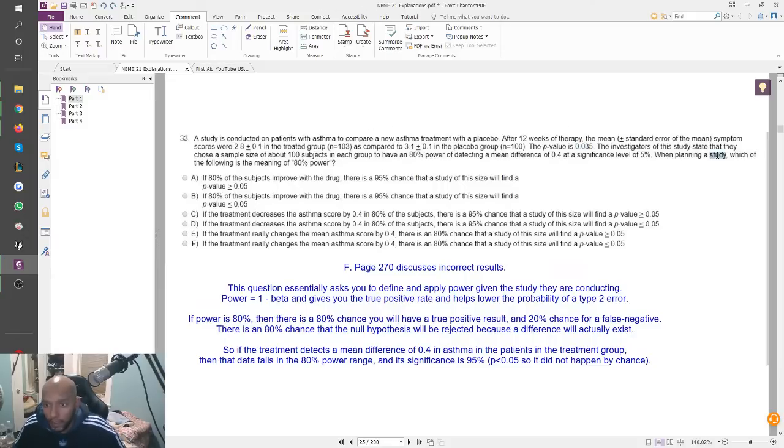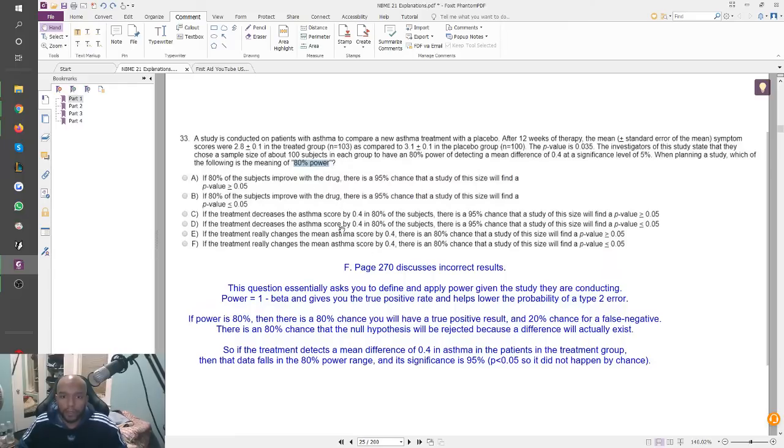When planning a study, which of the following is the meaning of 80% power? That's all they wanted to know. 80% power. What does this 80% power mean? Well, remember, power was your beta error relevant stuff, right? What was beta error? Beta error was relevant to kind of not rejecting the null hypothesis when you should, right? Blindly letting go of a criminal, something like that. So what is 80% power telling you?